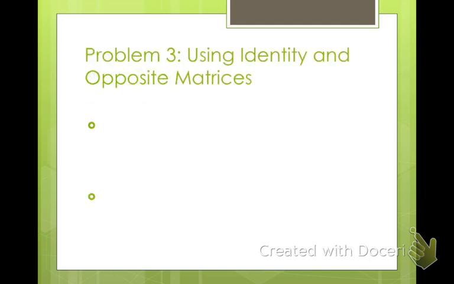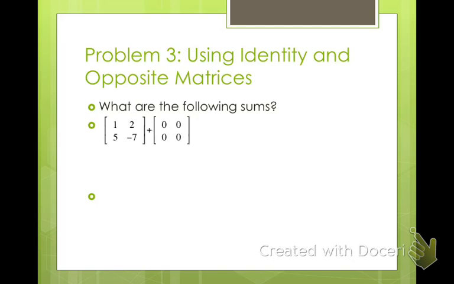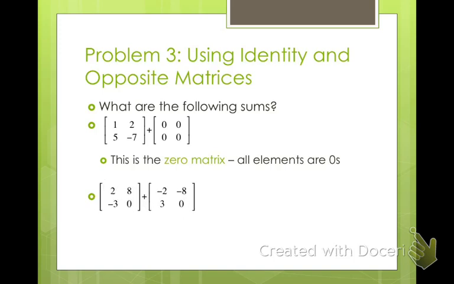Alright, using identity and opposite matrices. If we were to add these two together, if we had a matrix with all zeros inside of it, just like when we add 0 to everything, it doesn't change. So that's specifically called a zero matrix, where all the elements are 0. And you would always get the original numbers. And for this one, you have 2 and you're adding negative 2, 8 adding negative 8, negative 3 adding 3, and 0 adding 0. You're going to get zeros for all of your results when you add them together. This is the opposite or additive inverse. That means that you get 0 when you add them together. They're opposites.